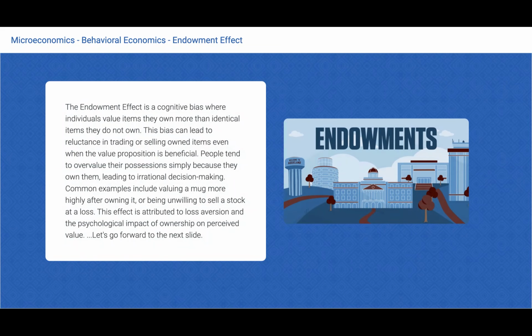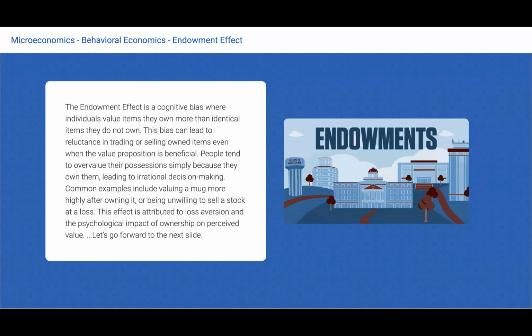The endowment effect is a cognitive bias where individuals value items they own more than identical items they do not own. This bias can lead to reluctance in trading or selling owned items even when the value proposition is beneficial. People tend to overvalue their possessions simply because they own them, leading to irrational decision-making.